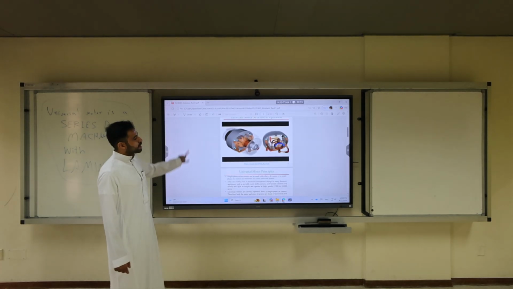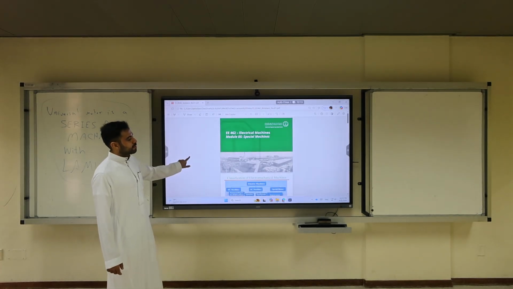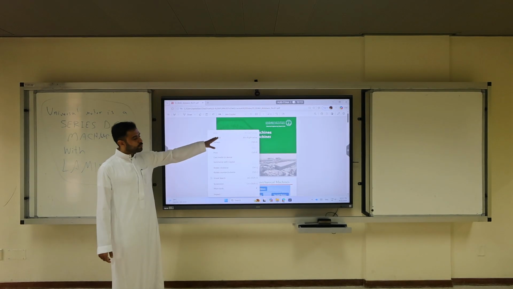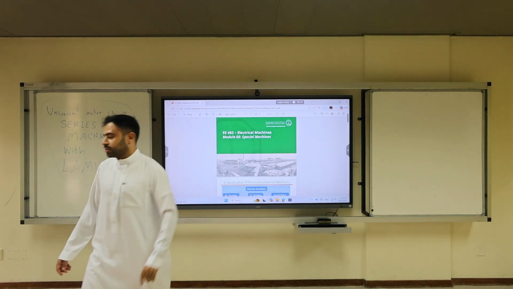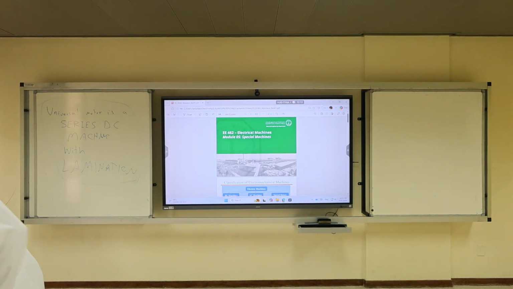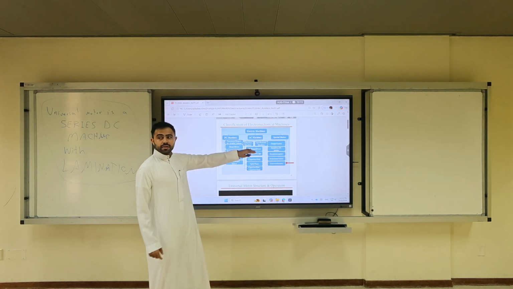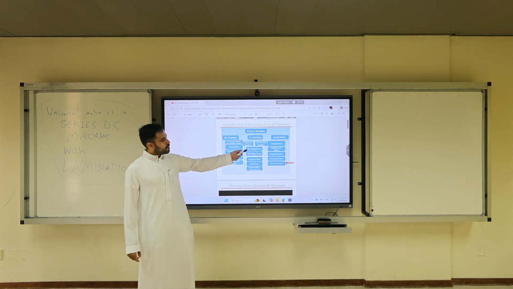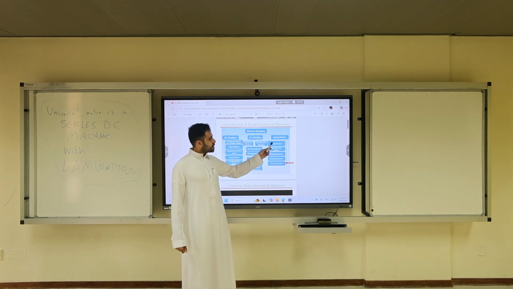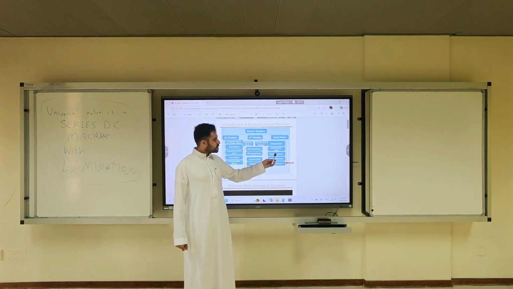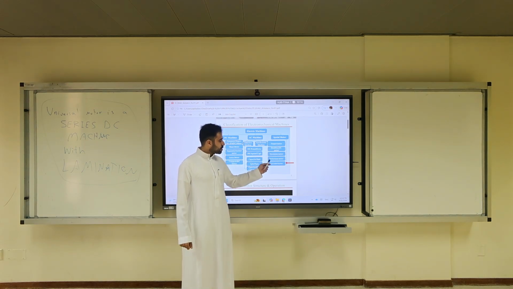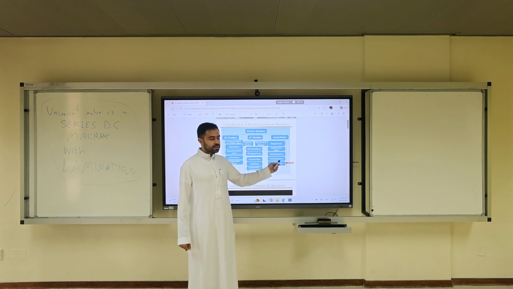Today we'll start the fifth module. What's the fifth module? Special machines. There are lots of special machines. If you look at this diagram, we had a similar one in module 1. But the special machines are stepper motor, brushless DC motor, hysteresis motor, switched reluctance motor, universal motor.